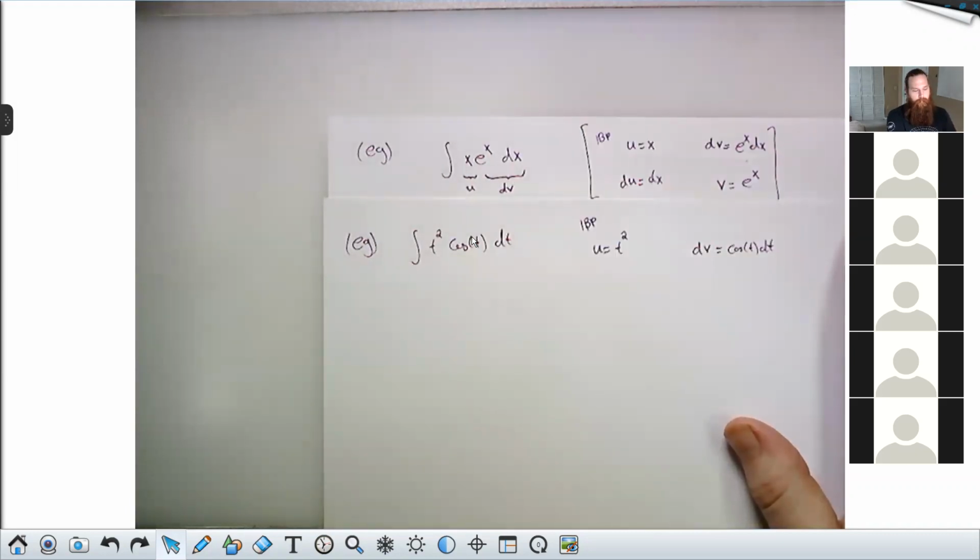Wait, but how is it a polynomial if it only has one term? Definitely still a polynomial, still made up of monomials, because the power here is a positive whole number. That's really all we need. So t squared plus 1, t squared minus 5t plus 7, all of those would be polynomials. It's just a polynomial with one term.